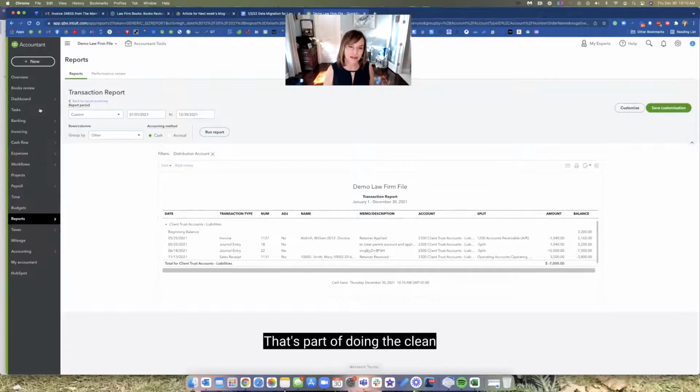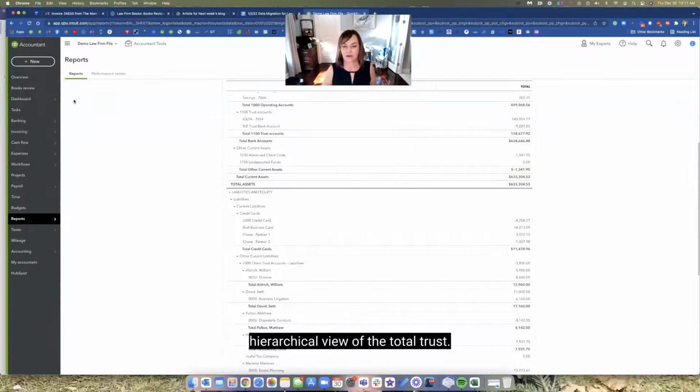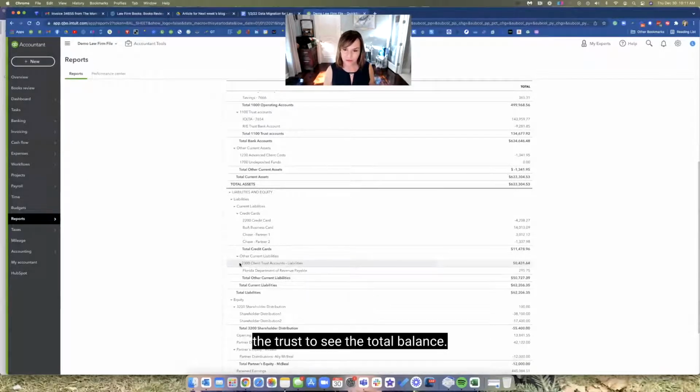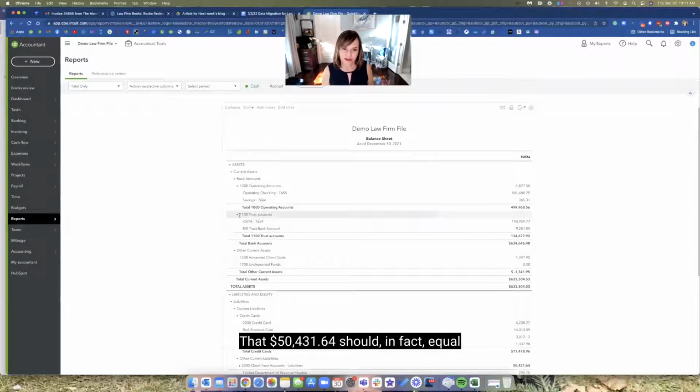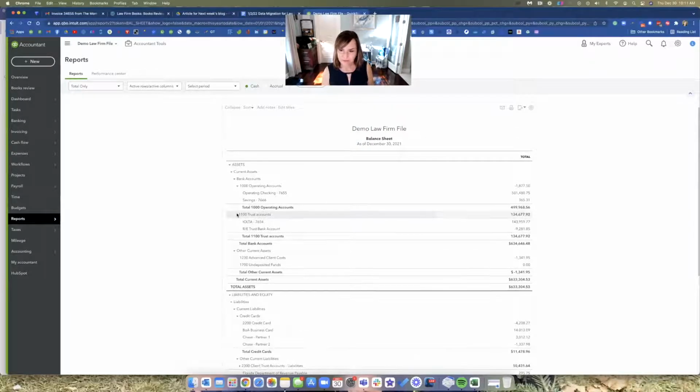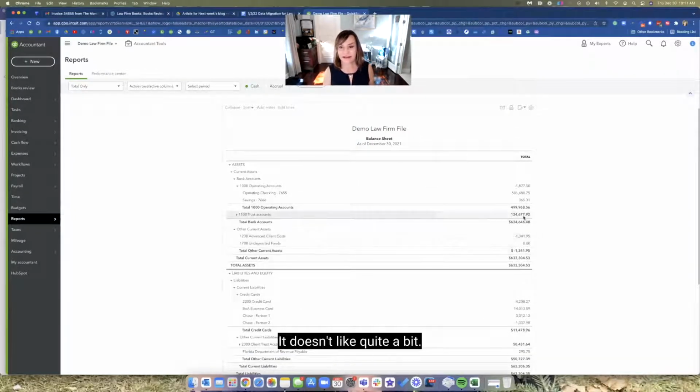That's part of doing the cleanup when you work with attorneys. And as you know, I like to see this hierarchical view of the total trust. So I can come over here and just collapse the trust to see the total balance. That $50,431.64 should in fact equal my total trust accounts, and it doesn't by quite a bit. Now I don't have a three-way bank reconciliation happening, so I need to figure that out.